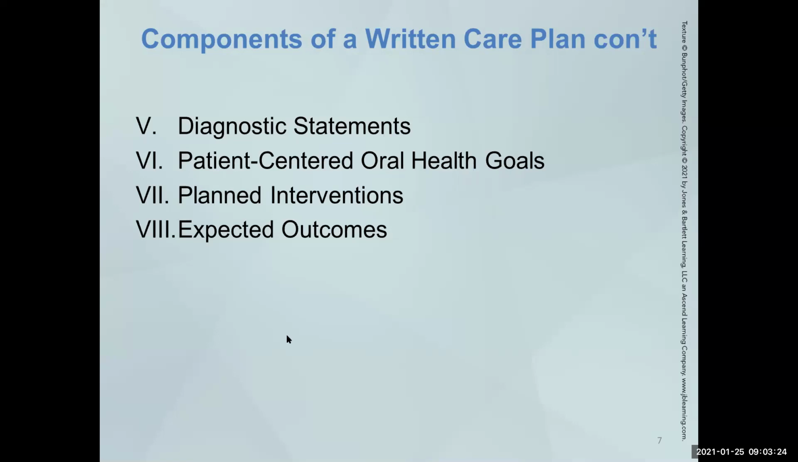Planned interventions. What do you need to do as the dental hygienist working with them, as well as referrals and expected outcomes? If you have a smoker with periodontal disease, that smoker is not going to have the same expected outcomes of somebody who's not smoking. Same way with an uncontrolled diabetic versus a well-controlled diabetic. Very different expected outcomes. Plus, what is your prediction on how the patient's going to follow through?